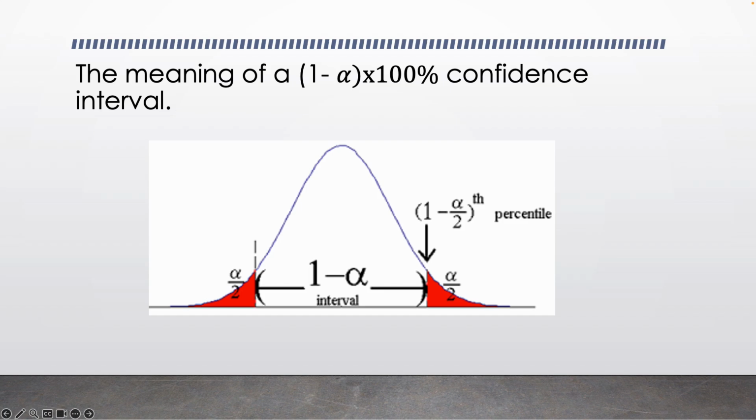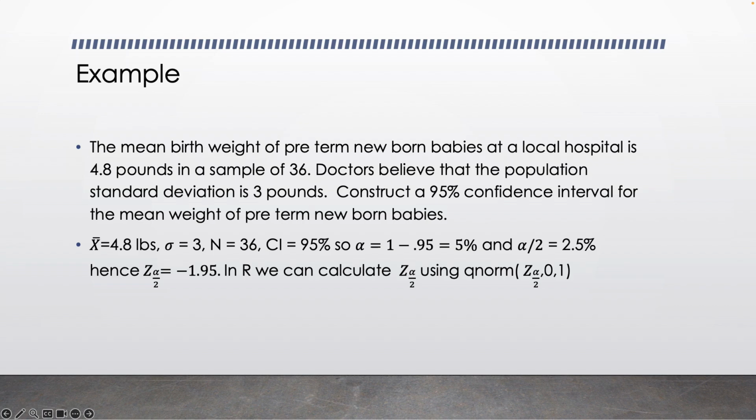Okay. Well, let's take an example here. So here the mean birth weight of preterm newborn babies at a local hospital is 4.8 pounds and a sample of 36. Doctors believe the standard deviation is 3 pounds, and we want to construct a 95% confidence interval for the mean weight of preterm newborn babies.